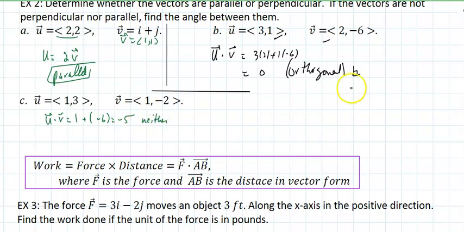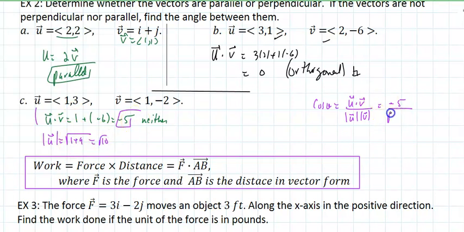How do you find the angle? Well, the cosine of theta equals u dot v divided by the magnitude of u times the magnitude of v. So u dot v I already found. I already got that to be a negative 5 over. What's the magnitude of u? The magnitude of u is the square root of 1 plus 9. That's radical 10. And what's the magnitude of v? That is the square root of 1 plus 4. That's radical 5. So what does theta equal?